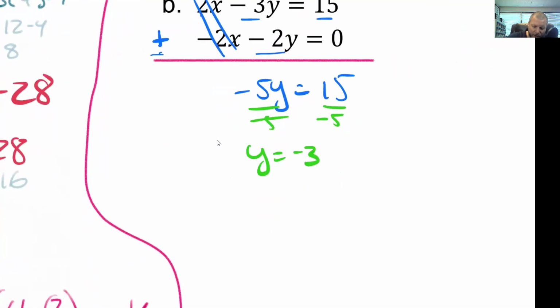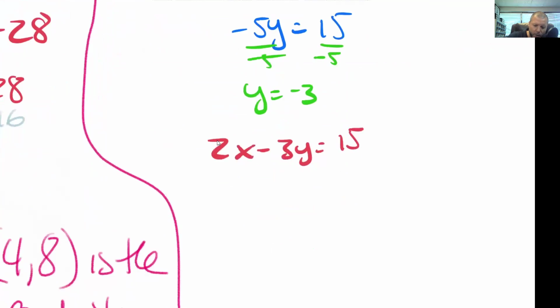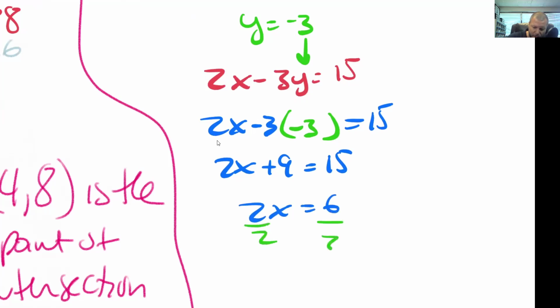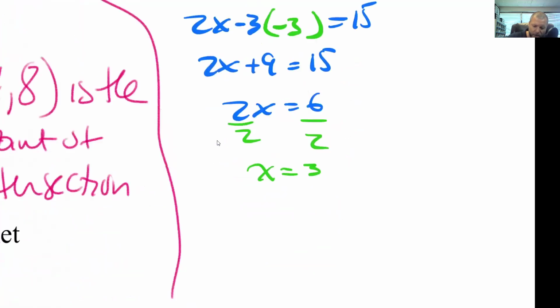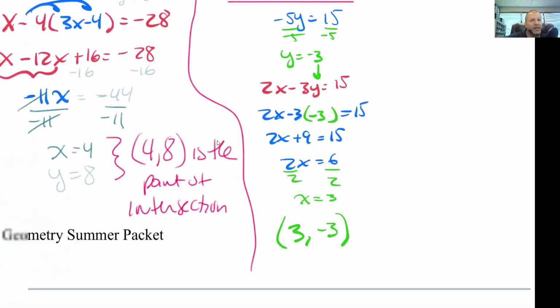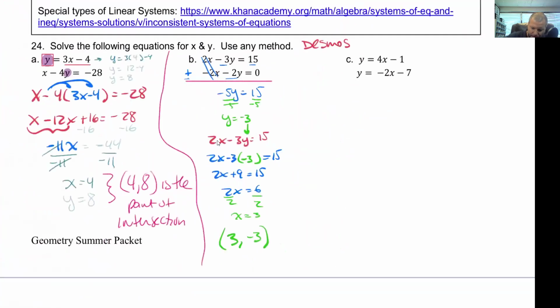So let's pick any of these two equations. Now let's use the top one. So we know that y is equal to negative 3. So let's plug it in and solve for x. So I'm going to get 2x. Negative 3 times negative 3 is positive 9, is 15. I'm going to subtract 9 from both sides, divide by 2, and get x is equal to 3. So my solution here, x is 3, y is -3, is going to be -3, 3.